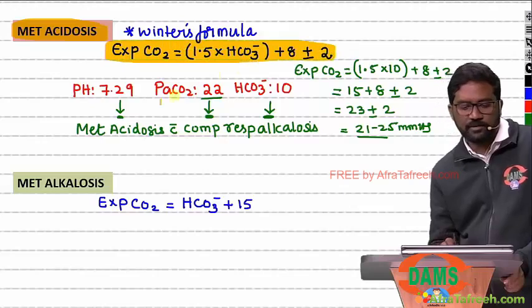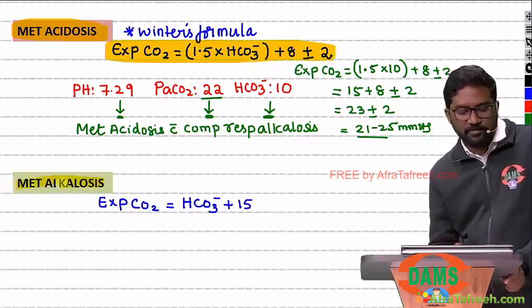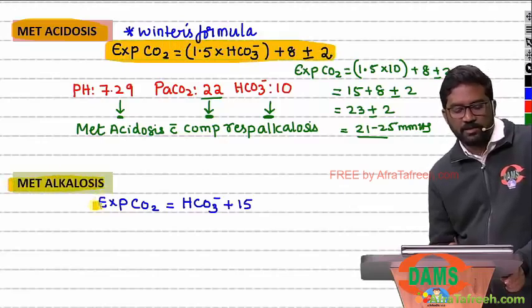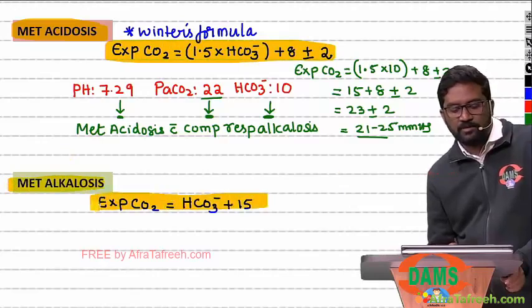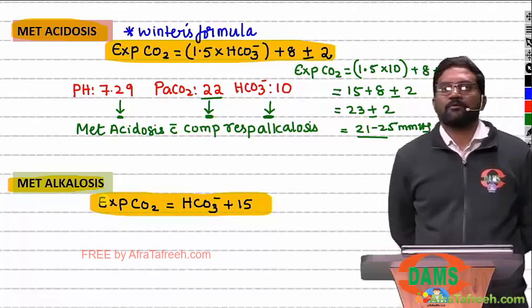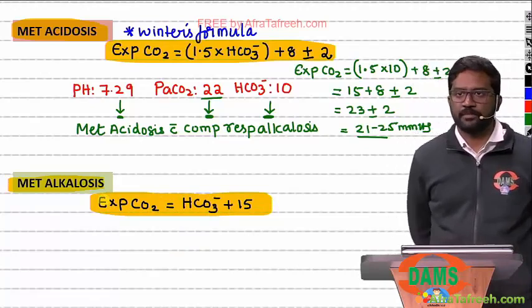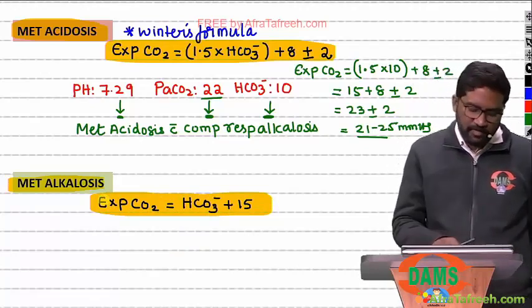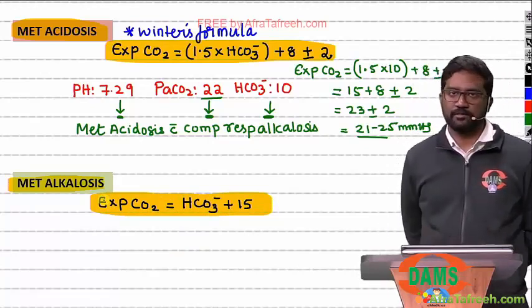Once again, in very simple words, students, if you identify a primary metabolic acidosis, calculate compensation with this special formula. If you identify a primary metabolic alkalosis, you can calculate compensation with this simple formula. Now whatever we have learnt up to now, let us put it into the famous ABG algorithm.